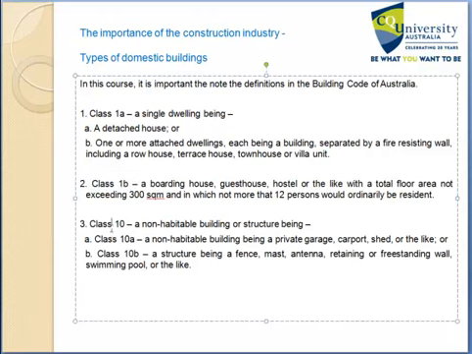And a Class 10 building includes a private garage, a carport, shed, or the like, and Class 10B, a fence, mast, antenna, retaining or freestanding wall, swimming pool, or the like.